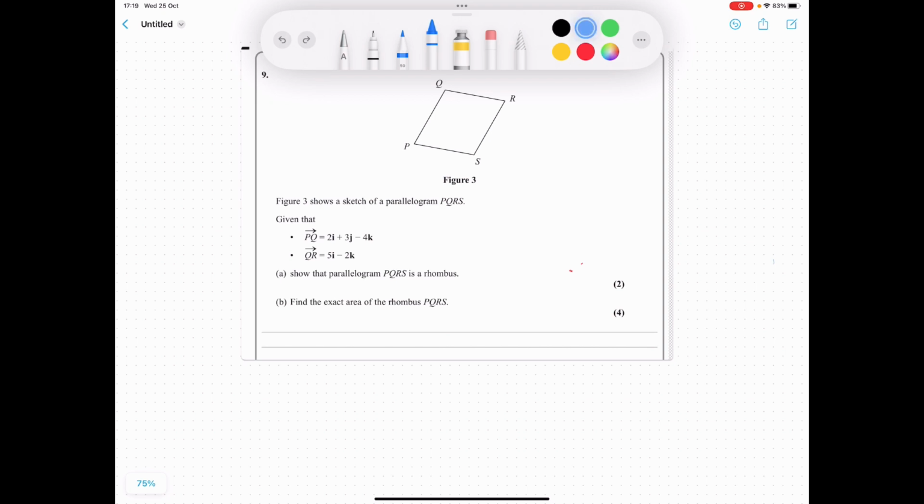In order to prove this shape is a rhombus, we need to show that the sizes of the sides are equal to each other. In a rhombus, they have equal sides. So I'm going to find the size of PQ, which is equal to the square root of 2 to the power of 2 plus 3 to the power of 2 plus 4 to the power of 2, which is equal to the square root of 29. And the size of QR would be equal to the square root of 5 to the power of 2 plus 2 to the power of 2, which is also equal to the square root of 29. Therefore, this shape is a rhombus.